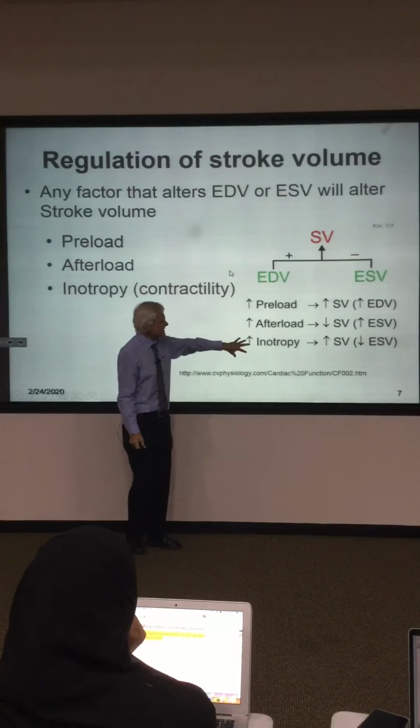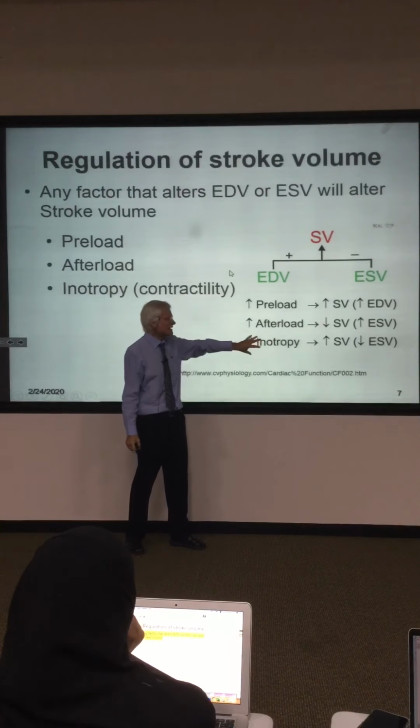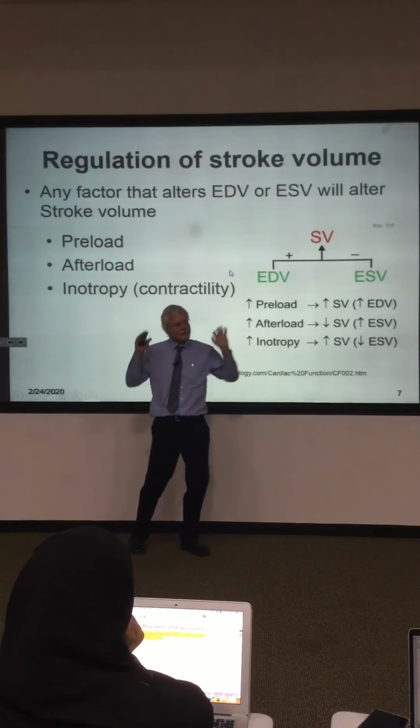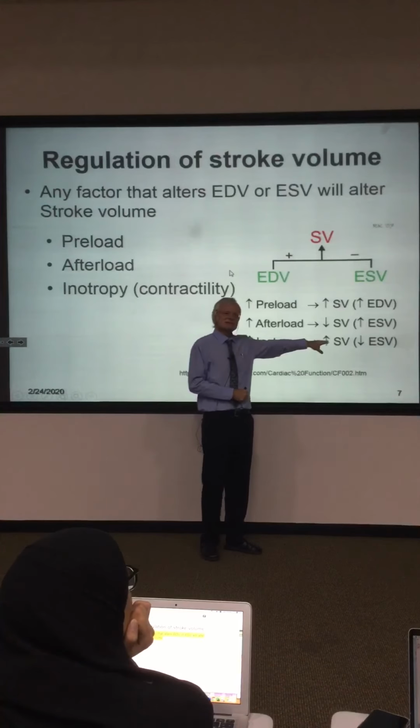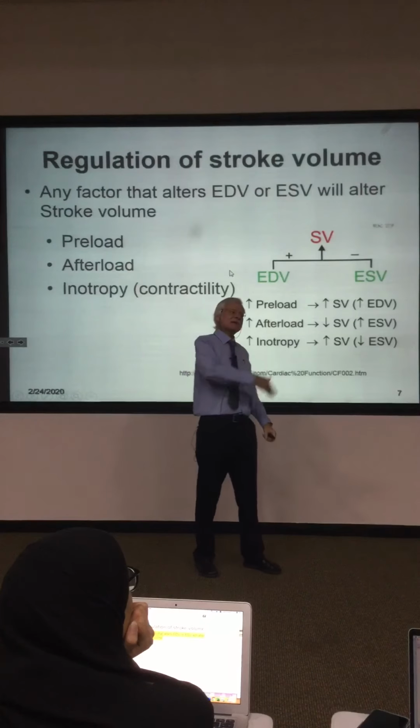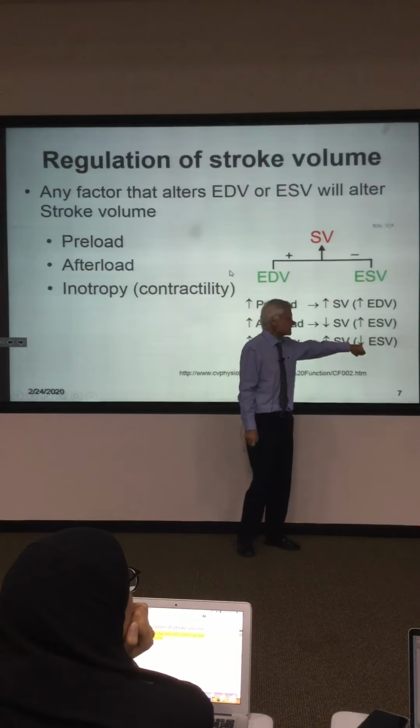And if we get an increase in contractility or inotropy, something that will increase the force of contraction of the heart, that will obviously increase the stroke volume, won't it? If you increase the stroke volume of blood coming out, it means there's going to be less blood left.